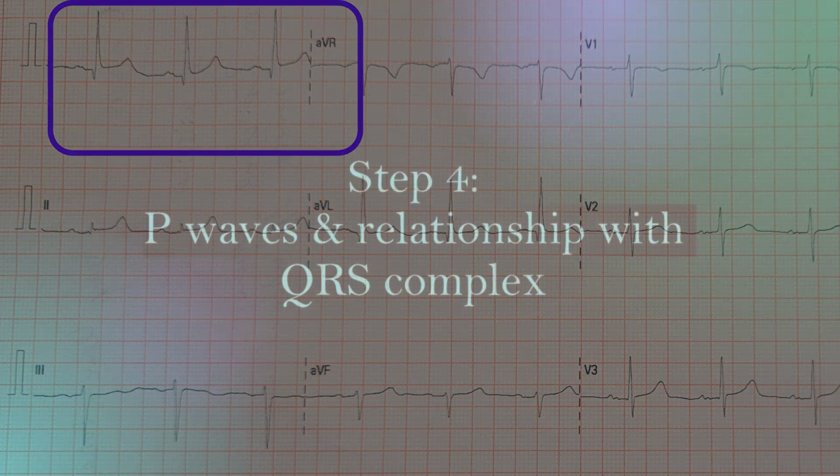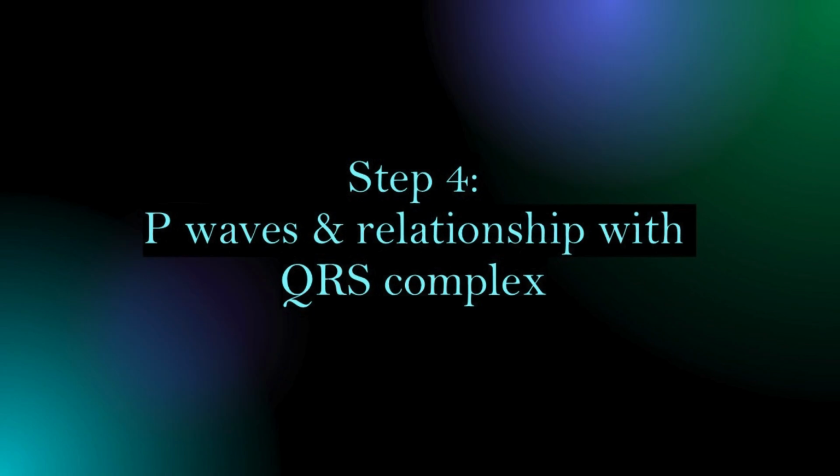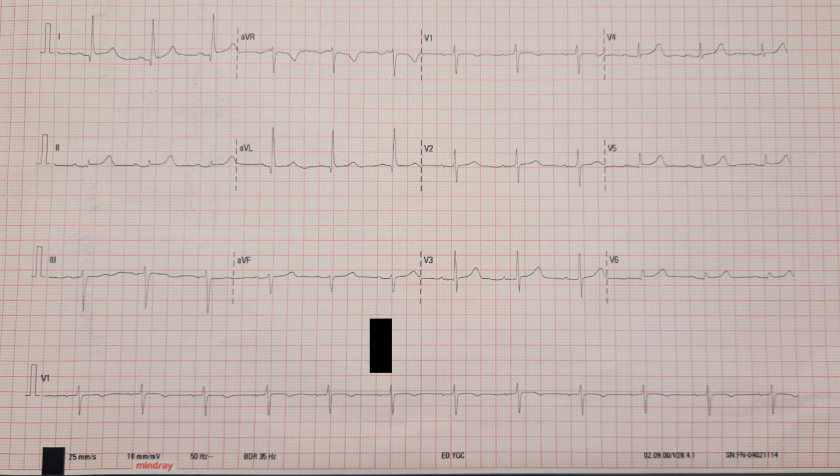Step 4 is examining the relationship of the P waves and QRS complexes. Is it normal or not? In this ECG, there is a normal relationship between P waves and the QRS complexes, as each QRS complex is preceded by a P wave.